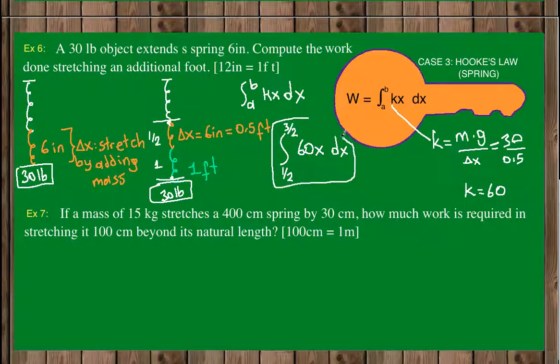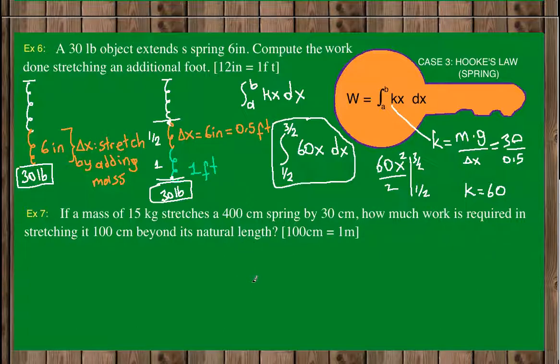And I'm going to leave it here because the antiderivative of 60x is 60x squared divided by 2, calculated from 1/2 to 3/2. You can continue this, but our setup will be like that. Let's go to question number 7.